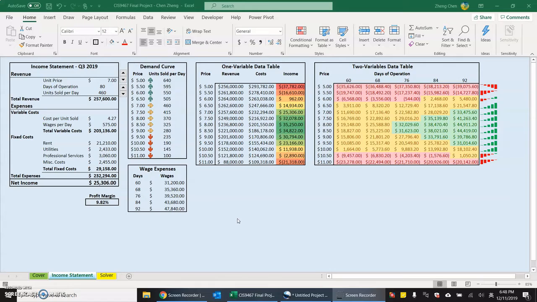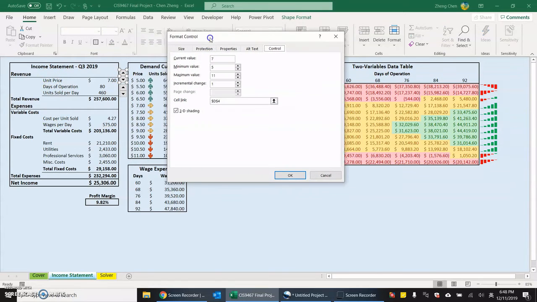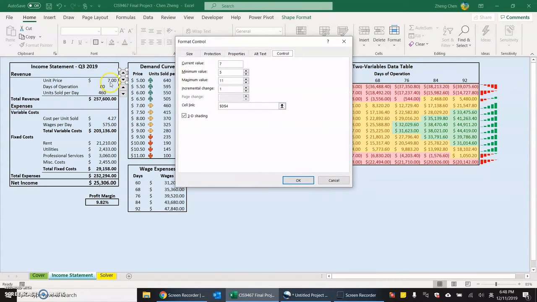Then I'm going to talk about the Excel functions that I use to analyze this model. There are two useful macro buttons that I use here. The first one is used to change the unit price. I set the current value to be 7, with the minimum being 5 and the maximum being 11. And every click, you're going to either increase or decrease it by $1, which is the cell D4 here.